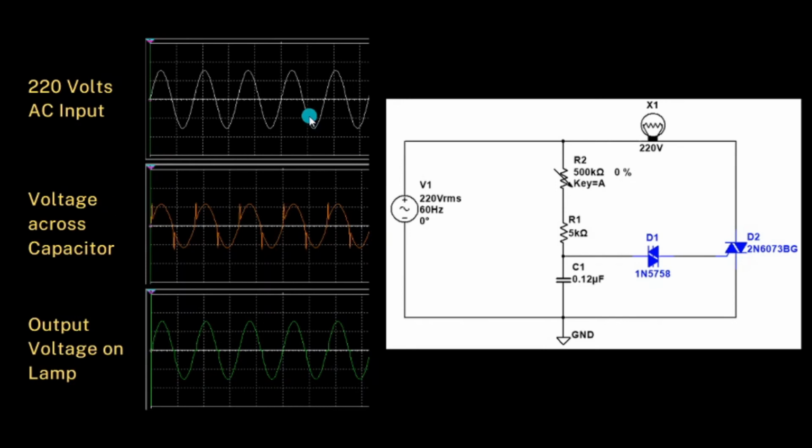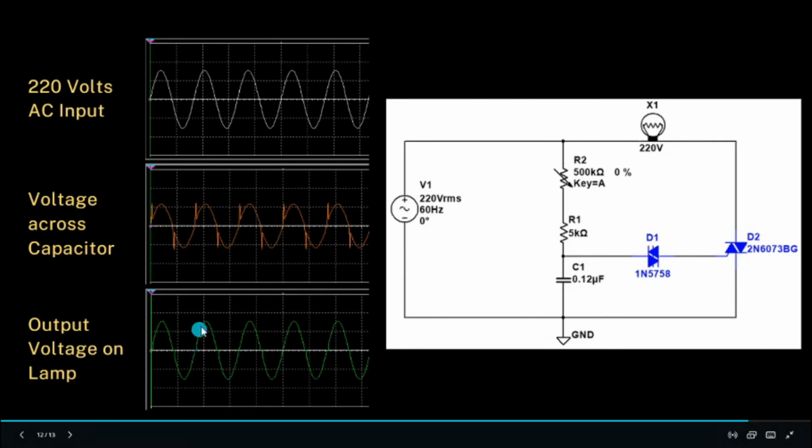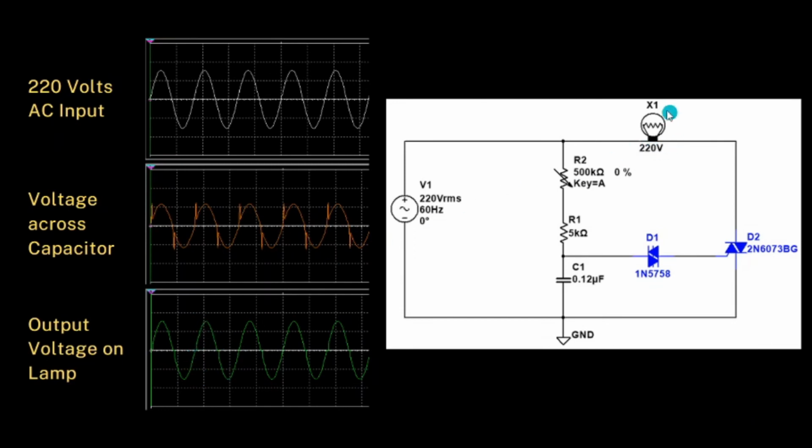So this is the input. This is the voltage across the capacitor. So once it spikes, meaning the DIAC breakover voltage is reached. Once the DIAC breakover voltage is reached, only then will our load start to conduct.